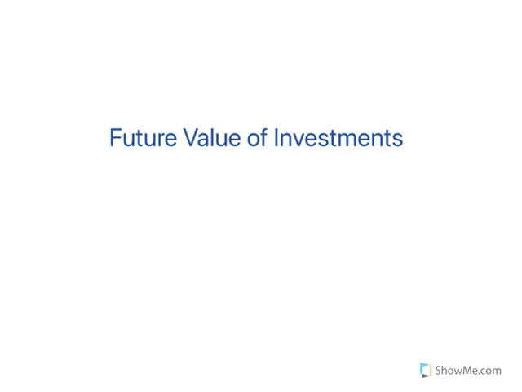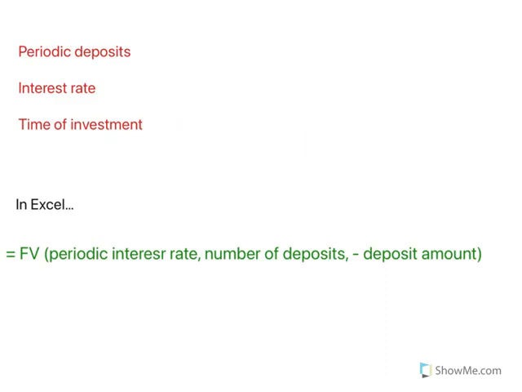Let's talk future value of investments and how we can figure this out using an Excel formula. First, when you are investing in your future, generally you make periodic deposits, whether that's monthly or annually. I would say generally we make them monthly. It's part of your paycheck, that kind of thing, but it can vary.